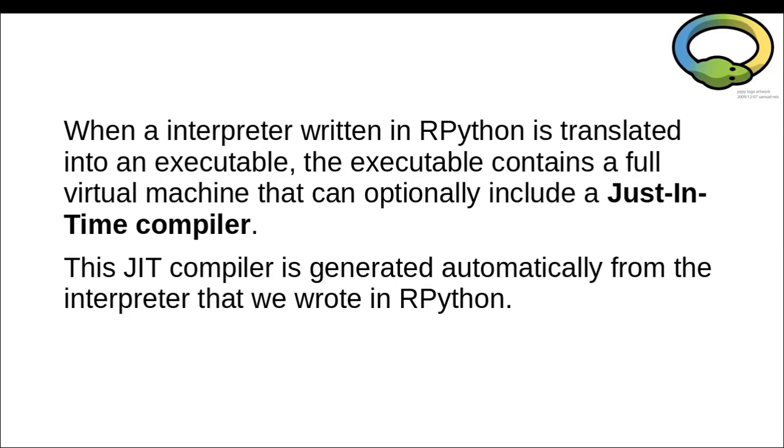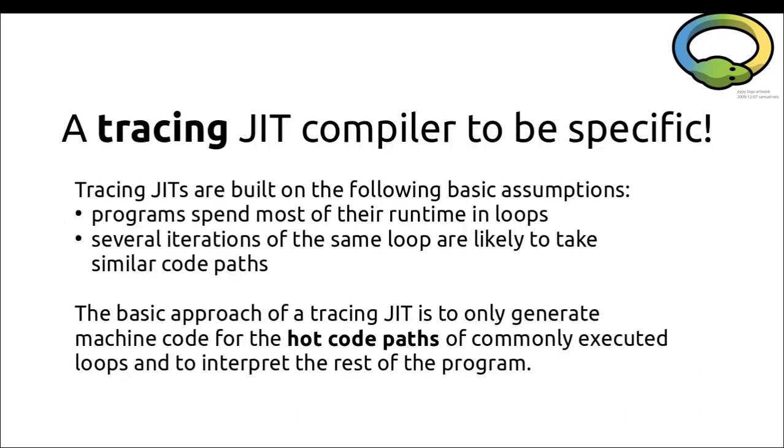So when an interpreter is written in RPython and translated into an executable, the executable contains a full virtual machine that can optionally include a JIT compiler, right? So PyPy has the JIT compiler, and the specific type of JIT compiler is a tracing JIT compiler. So PyPy has a tracing JIT compiler.